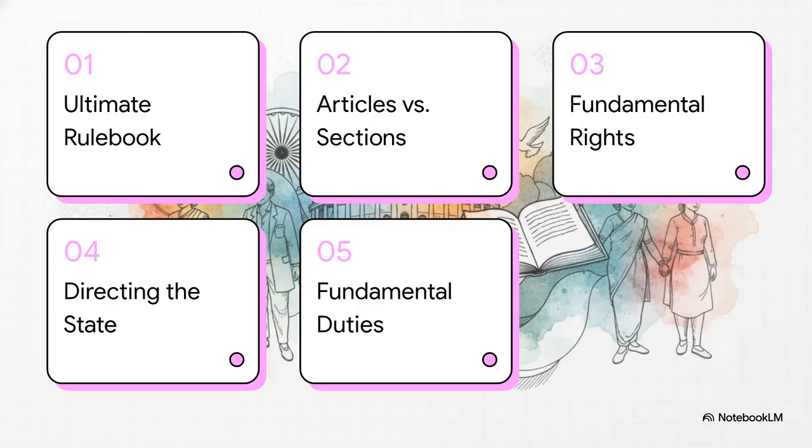Here's our roadmap for today. We'll start by looking at this ultimate rulebook as a whole. Then we'll break down the difference between articles and sections. After that, we're exploring the core triad: your fundamental rights, directing the state, and finally, your fundamental duties. The whole document is neatly categorized into parts and chapters, making it surprisingly logical to follow.